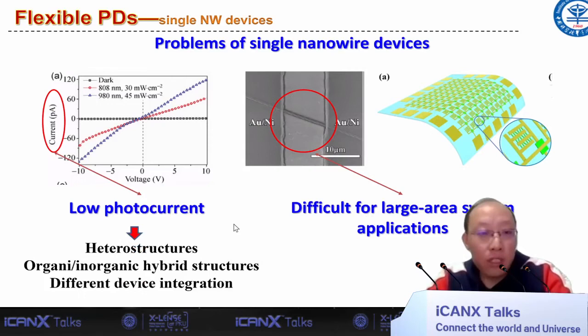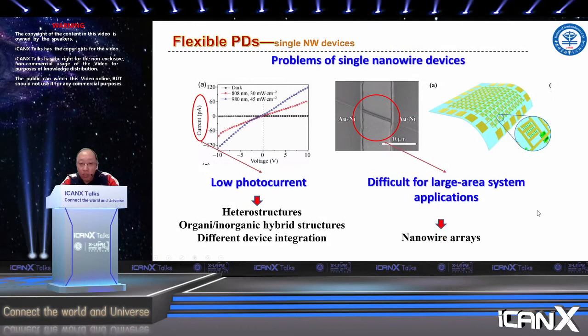To resolve the problems of low photocurrent, we use heterostructures, organic-inorganic hybrid structures, or different device integrations to resolve the low photocurrent problems of single nanowire devices. To resolve the difficulty for large area applications, we use nanowire arrays. We design large area nanowire arrays, so it's easy for us to make device arrays. In the following slides, I will show what we can do to resolve this problem.